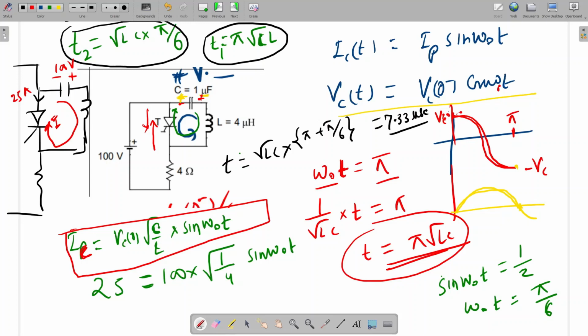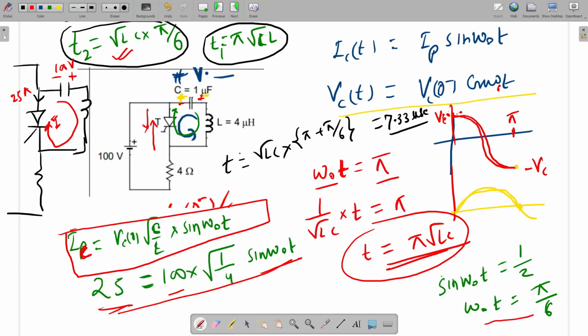Okay. So what am I doing? I am equating this current with 25 ampere. So 25 is equal to Vs under root C by 100 into under root 1 by 4 sin omega naught t. So from here we are getting the time value omega naught t is equal to pi by 6 and omega naught is equal to 1 by under root LC. So this T2 will be under root LC into pi by 6. Is it clear?